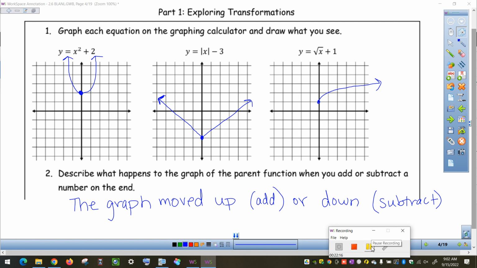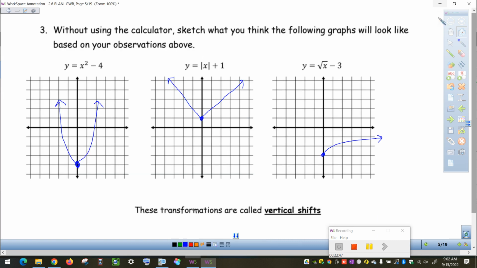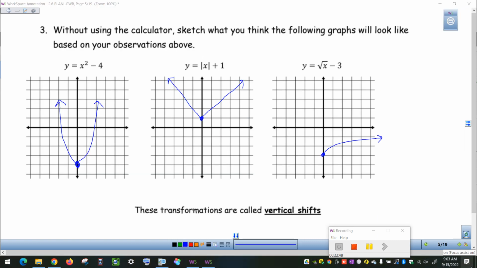So using that, we now wanted to make some predictions of what would happen. Well, in the next one, we're subtracting 4, so I would expect it to go down 4. You could check your prediction by graphing it with technology. Adding 1 on the end, we would expect it to go up 1. Subtracting 3 on the end, we would expect it to go down 3. So generally, this first type of change that we saw is called a vertical shift because it's moving in a vertical direction, it's just moving up or down.